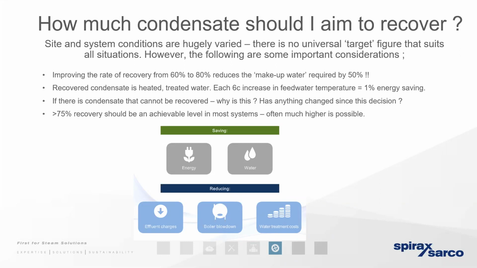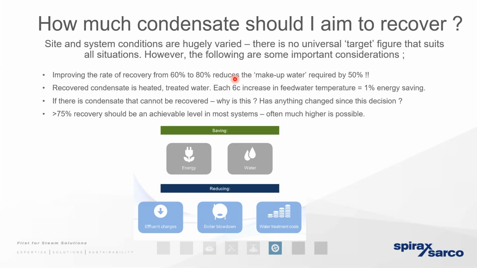But if we can at least be aware of the true percentage that we are returning, it means we can identify where and when energy efficiency opportunities can exist. For example, if we look at the temperature gauge that's sat on the side of the boiler feed tank, the hot well, remember that rule of thumb. For every 6 degrees we can increase the temperature of the feed water by, we expect to enjoy a cost saving of 1% by reducing the fuel demand.